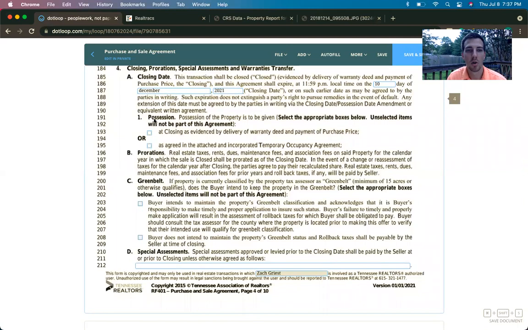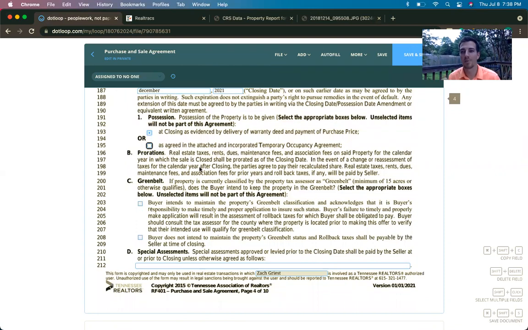Possession. So does the buyer want to take full possession of the property at closing, or agreed and attached incorporate temporary occupancy agreement? If the buyer wants to take title, have keys, move in after they close, you check this first one. Sometimes the sellers need more time to find a new place, or sometimes the buyers move in before they close on the house. Then you would look at checking this box instead. So make sure to check one of these.